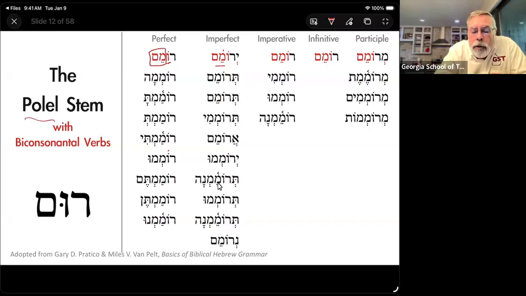So again, I'm not going to put it on the test, but you should be aware that there are some minor stems. We talked about the seven major stems. That's what we're going to focus on, but we're going to introduce at least four minor stems. The Polel is associated with the Piel for biconsonantal verbs. That's all that is. Its primary diagnostic feature is that holem vav in the first root position. Everything else is pretty much the same.